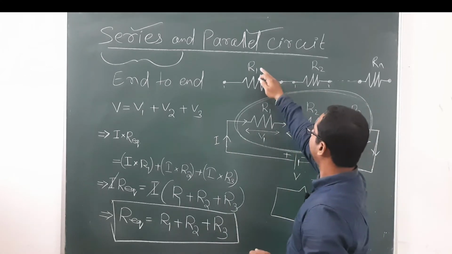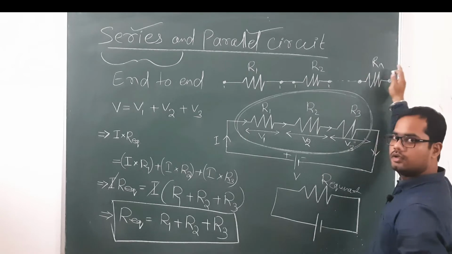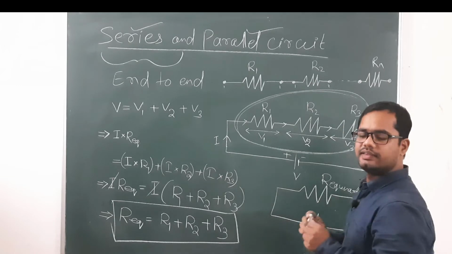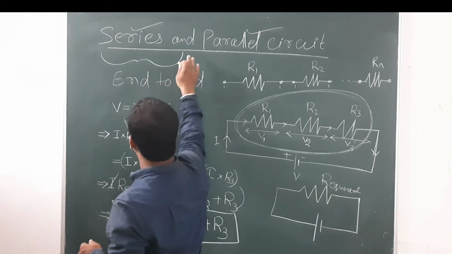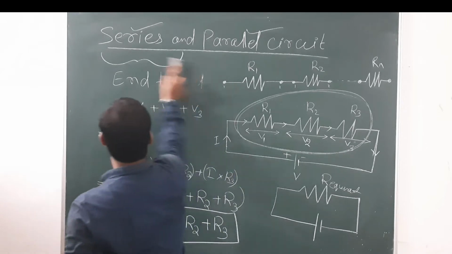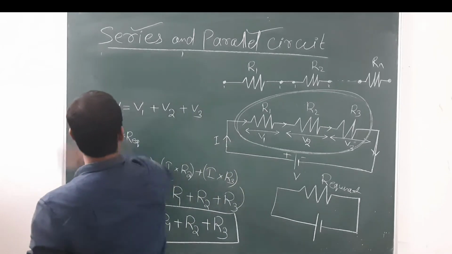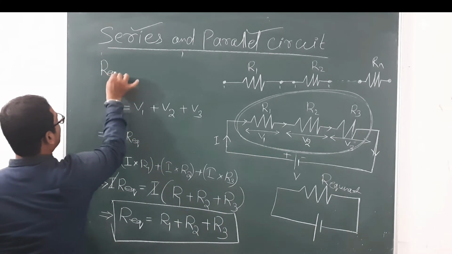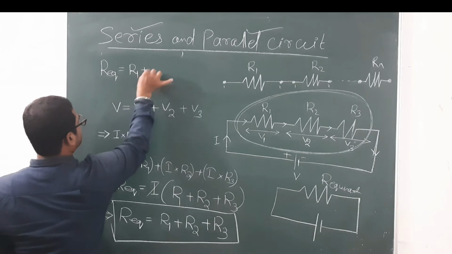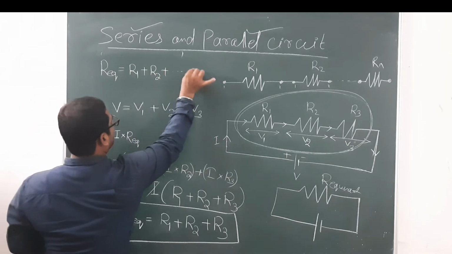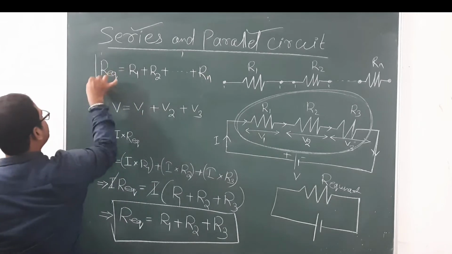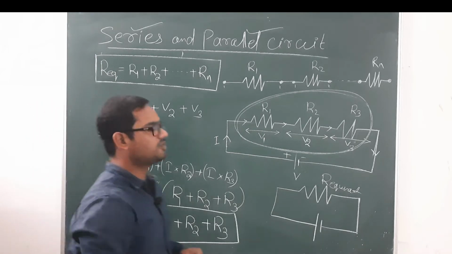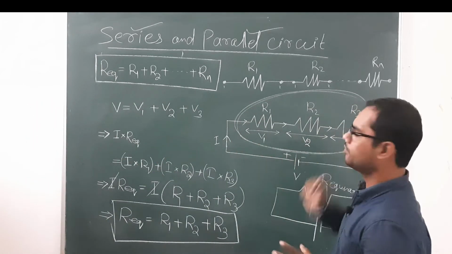So here I have R1 and R2 up to Rn. We don't know what the number of resistances is. If n number of resistances are there in your series connection, then the equivalent resistance will be R1 plus R2 plus up to Rn. This formula you have to remember. By practicing one or two times you can remember the formula. This is an easy formula.